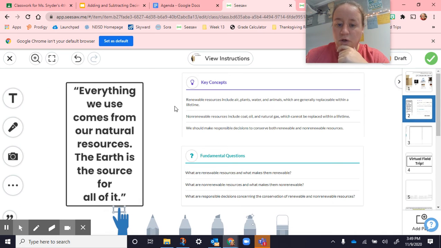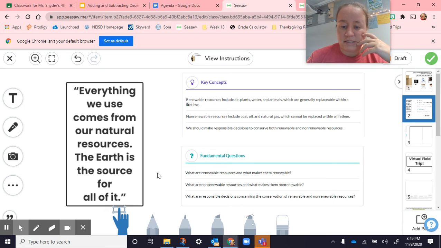And one of the groups is called renewable resources, and those include air, plants, water, and animals, and they are generally replaceable within a lifetime. The other category is non-renewable, which include coal, oil, and natural gas, and those cannot be replaced within a lifetime. Then the other part of this is all of those resources, whether they're renewable or non, we have to make sure that we conserve and protect both of them, and that we're not using up our resources quicker than they can be replaced.